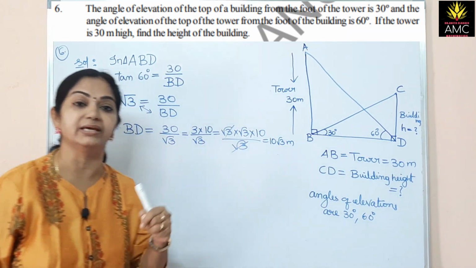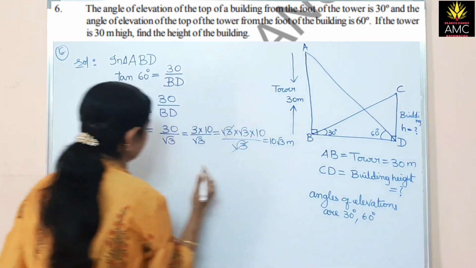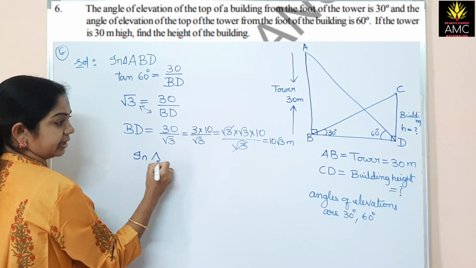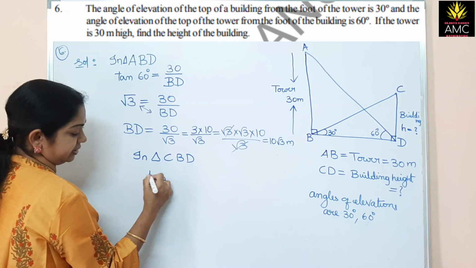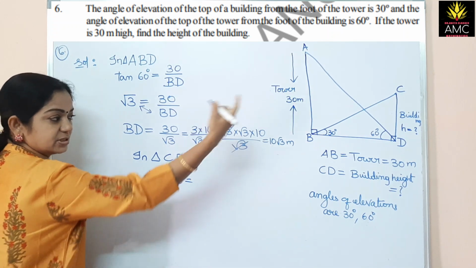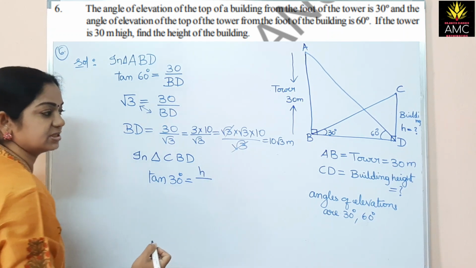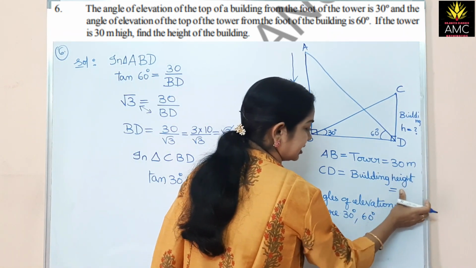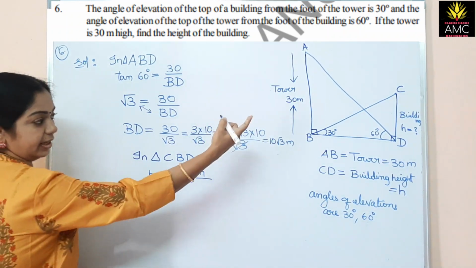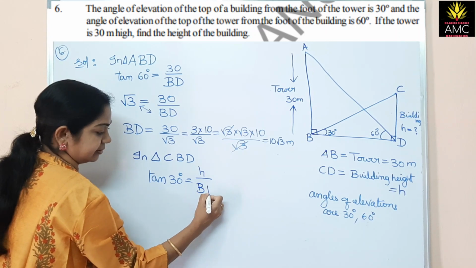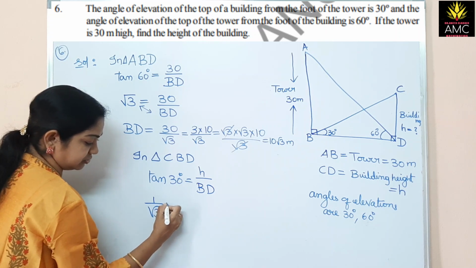But we don't want BD. We want the height of the building. To find the height of the building, let us consider this triangle. In triangle CBD, tan 30 degrees is equal to opposite to 30 by adjacent. Opposite to 30 is H, which we have supposed as H. So H by BD, BD is the adjacent. So tan 30 is equal to 1 by root 3.